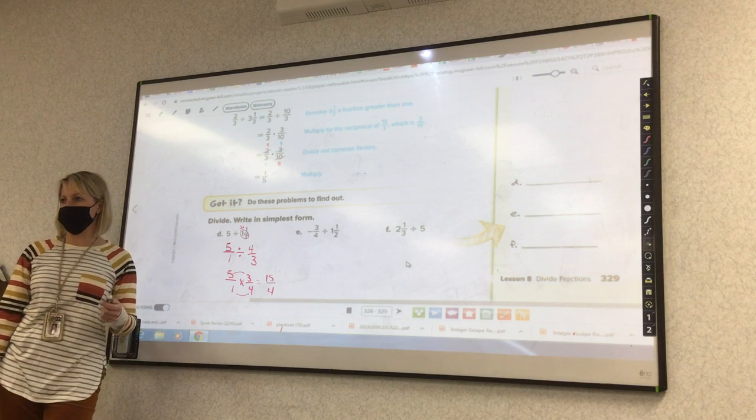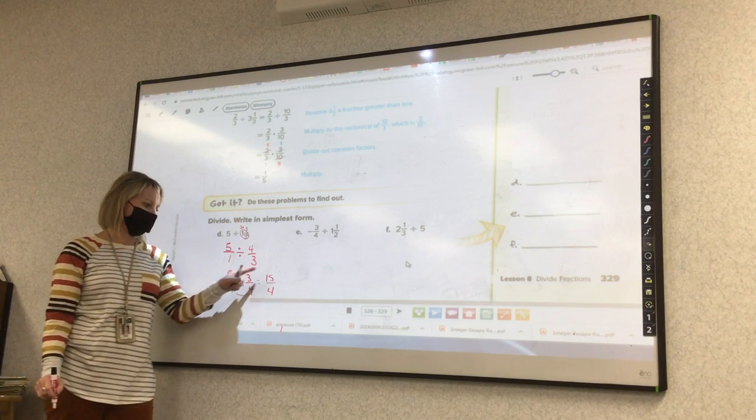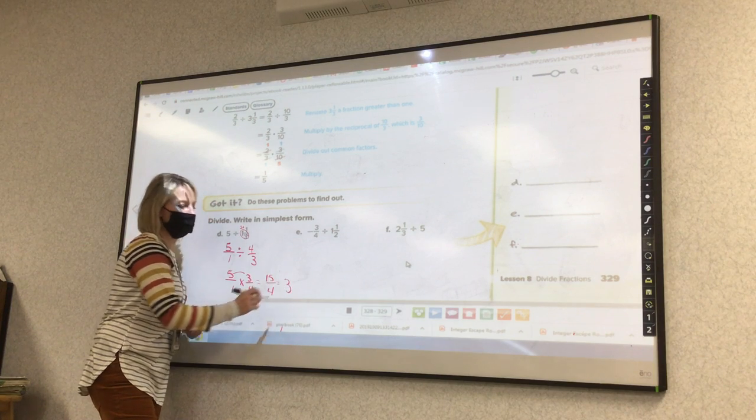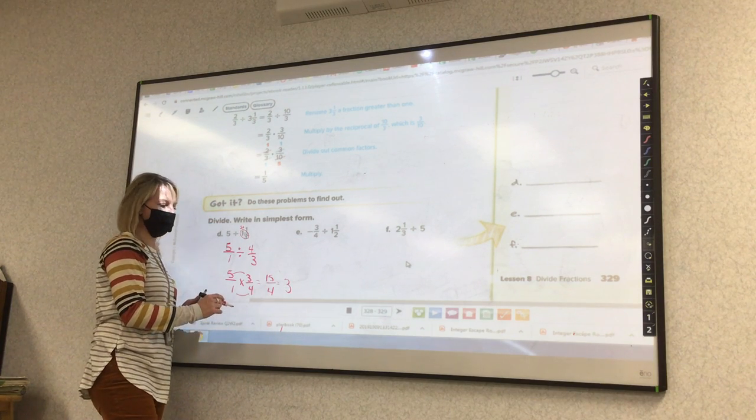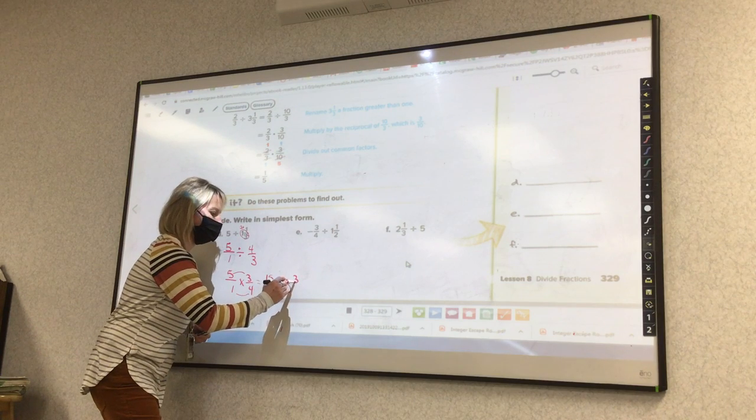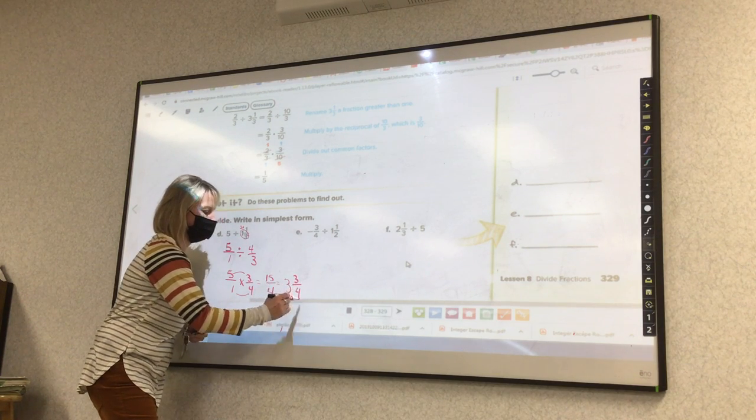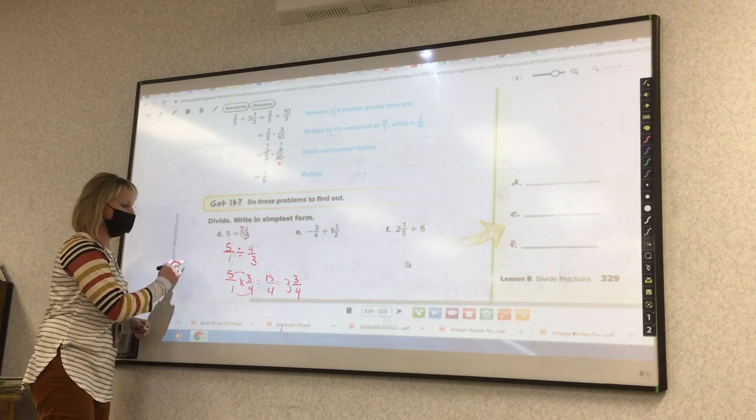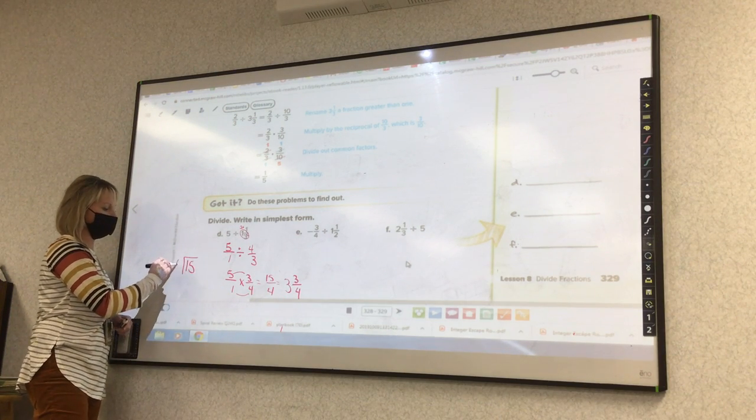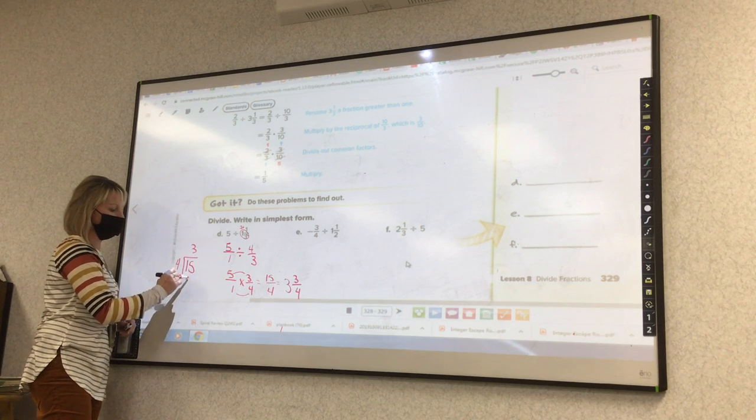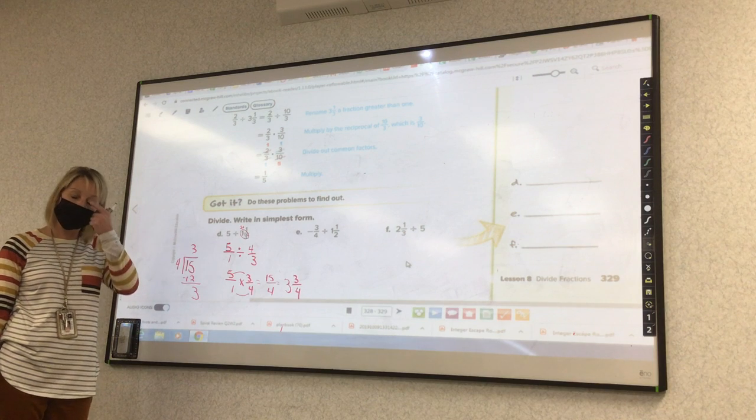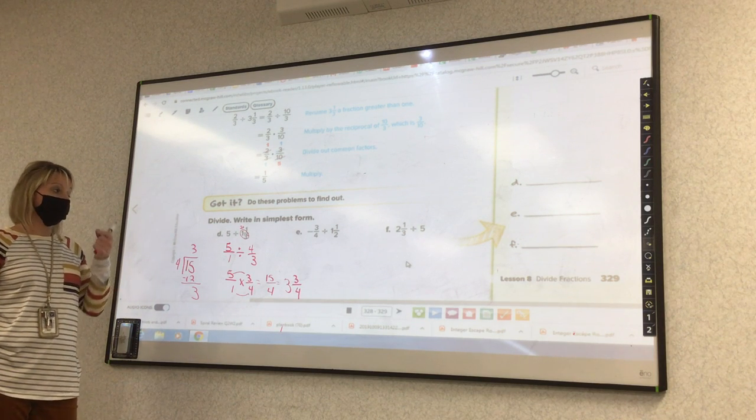Do I leave it as an improper fraction? Nope. So this is 15 divided by 4. 4 goes into 15 3 times. 3 times 4 is 12. So 15 minus 12 is? 3. So it's 3 and 3/4. Again, if you cannot get from this step to this step, you need to just write 15 divided by 4 over here and show the steps, which is fine. Go ahead and do E.